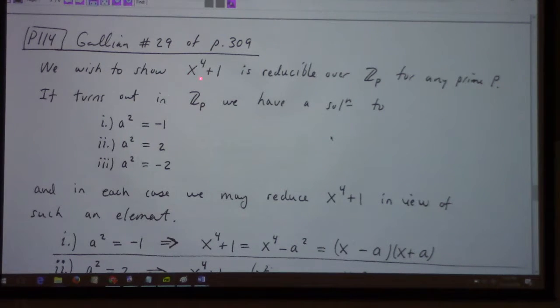Anyway, we want to show that this is reducible over Z_p for any prime p. What he argues is that in any prime p, you can solve one of these three equations. You either have an element such that a squared is minus 1, an element such that a squared is 2, or an element such that a squared is minus 2. You've always got a solution to at least one of these equations in every possible Z mod p.